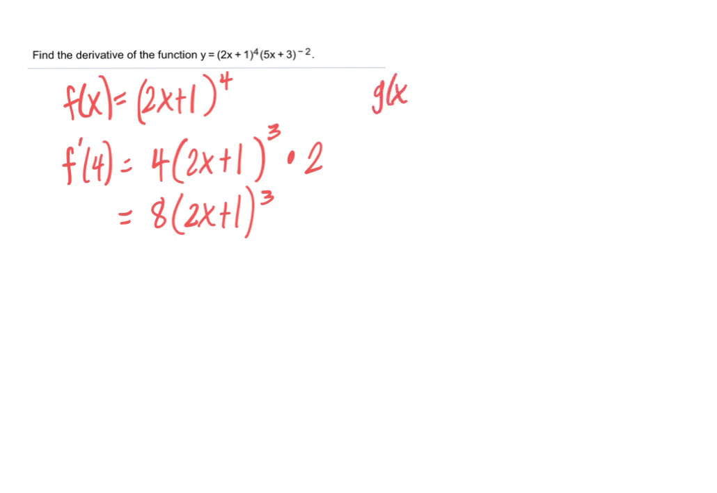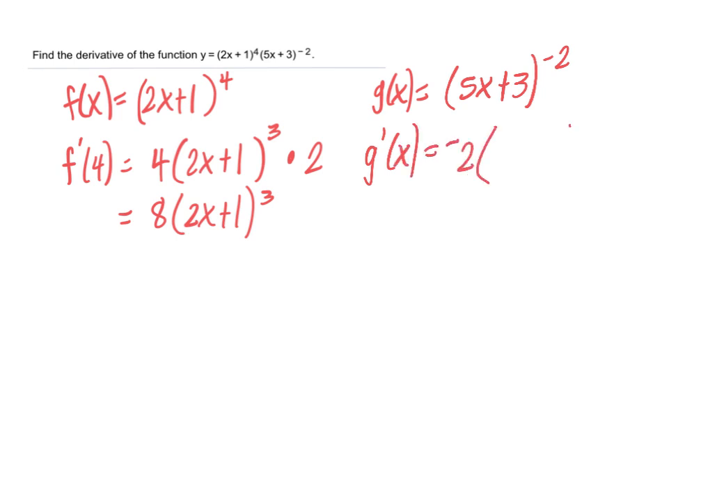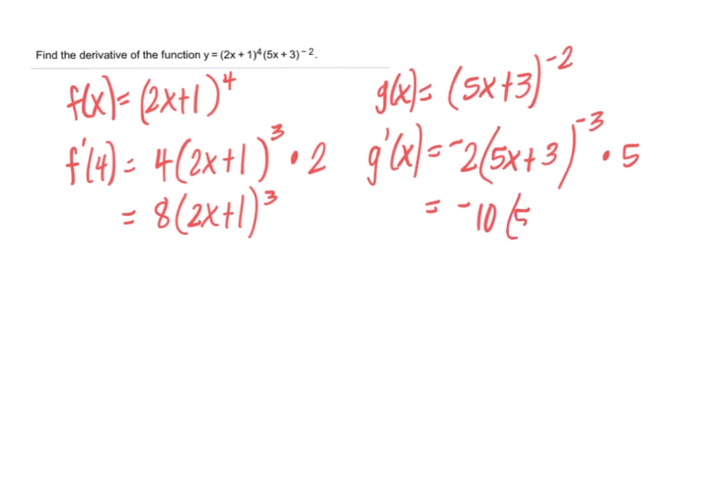Our g of x is 5x plus 3 to the negative 2. And its derivative, the derivative of something to the negative 2 power, would be negative 2 times something to the negative 3. You then write down that something and multiply by the derivative of that inside to wind up with negative 10 times 5x plus 3 to the negative 3.